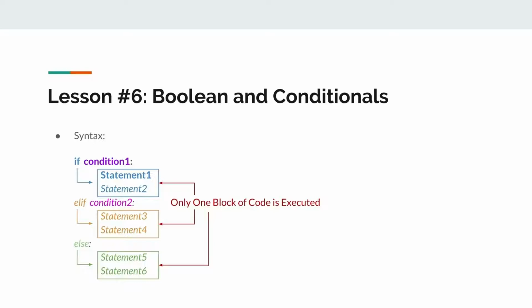Condition 1 here belongs to the if statement, and condition 2 belongs to the elif statement. For any of the blocks of code to execute, their respective conditions must be true. Let's see the order that takes place in.